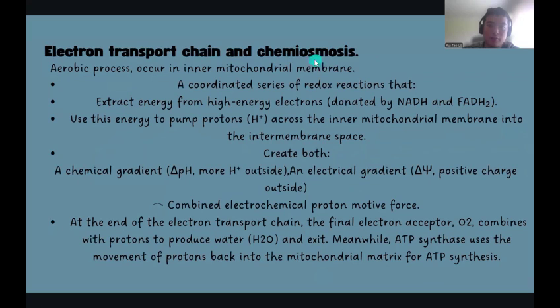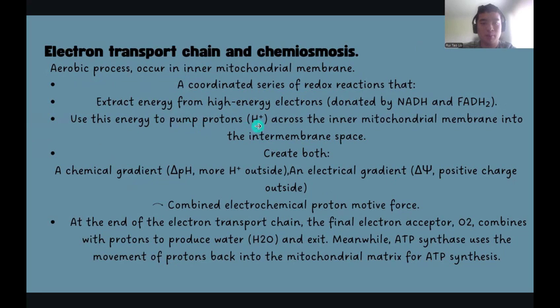Next, the electron transport chain and chemiosmosis. Chemiosmosis is basically just ions transferring across a membrane from a high electrochemical gradient to a low electrochemical gradient. It's also an aerobic process and occurs in the inner mitochondrial membrane: a coordinated series of redox reactions that extract energy from high-energy electrons donated by NADH and FADH2.